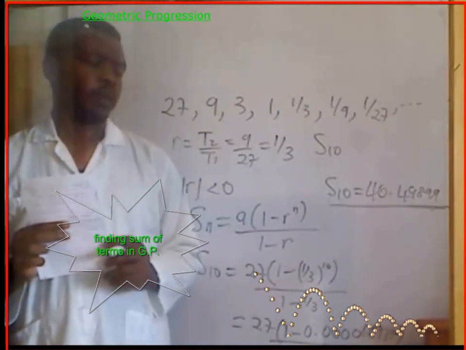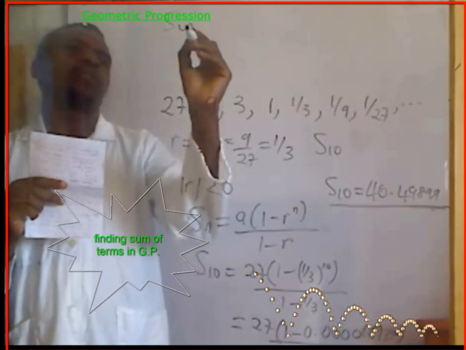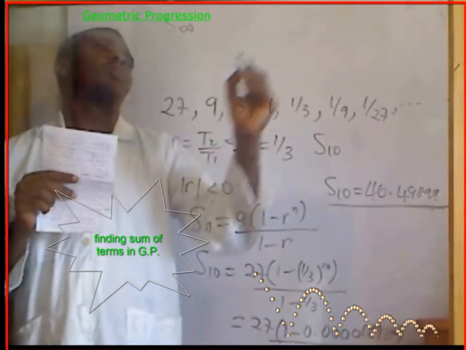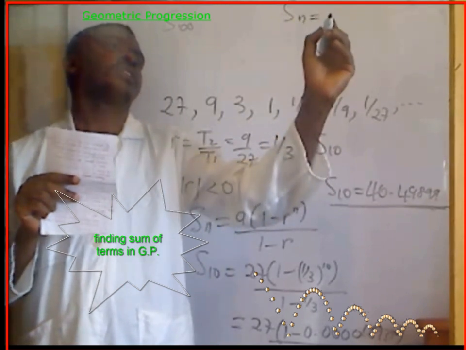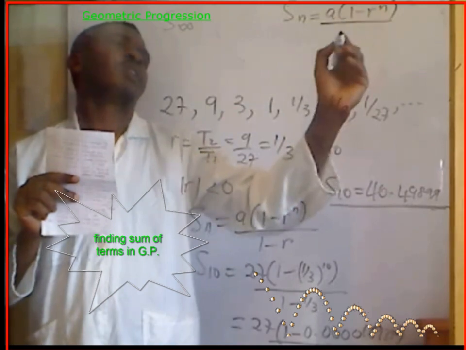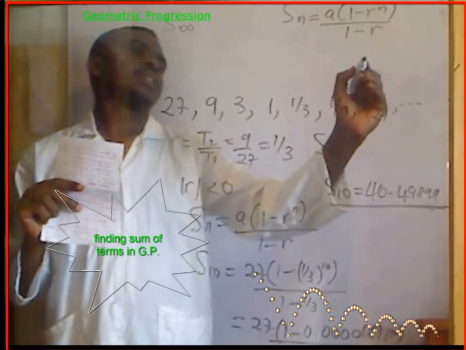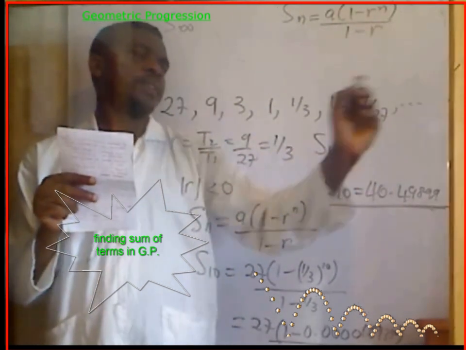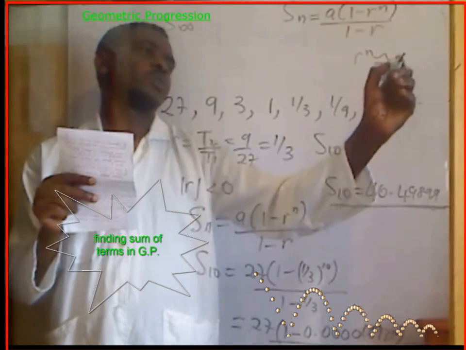So we find that in this sequence, the values become progressively very small. We can then talk of the sum to infinity. What do we know? We know that the sum of the first n terms here is a times (1 minus r to the n) all over 1 minus r. But what do we see? As we approach infinity, r to the n becomes approximately equal to 0.